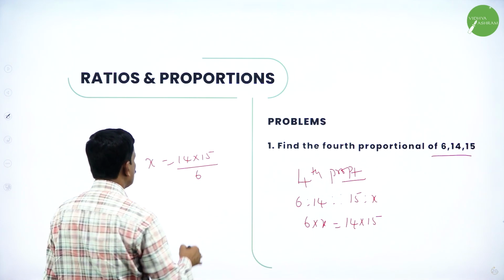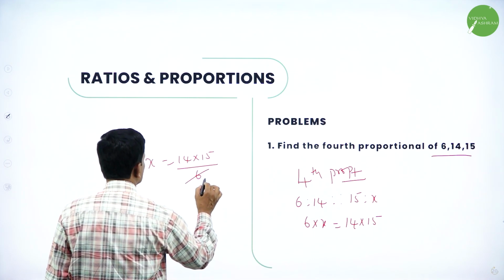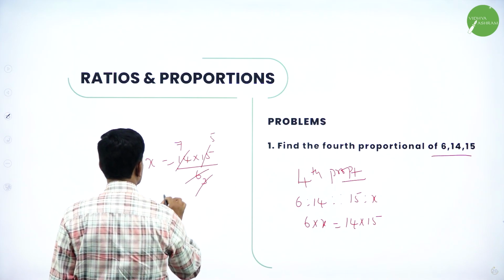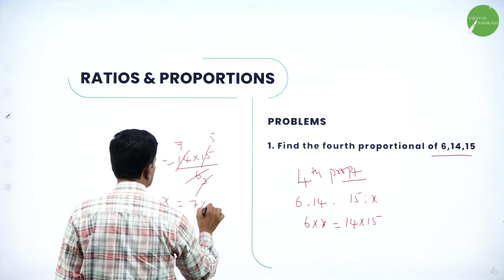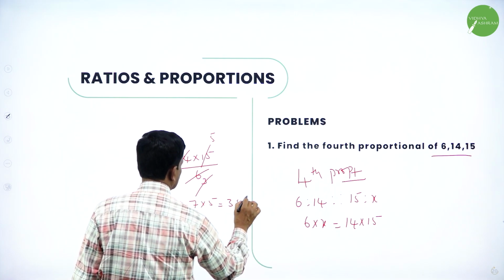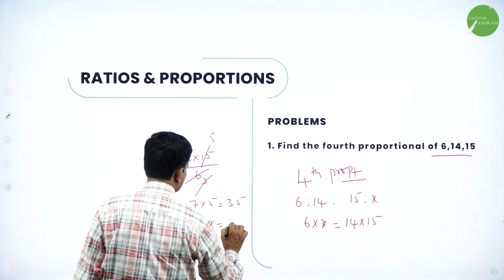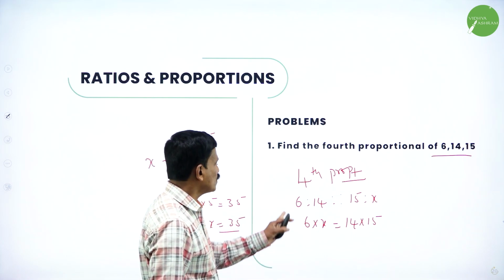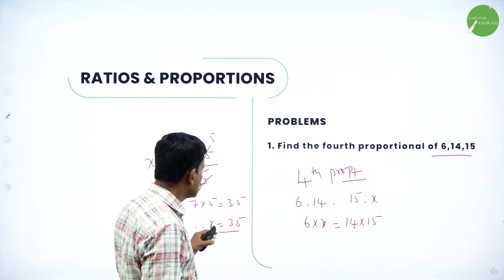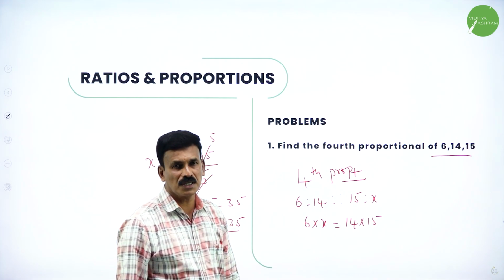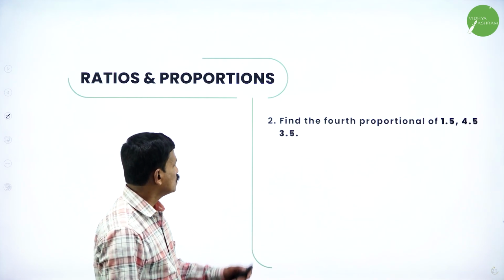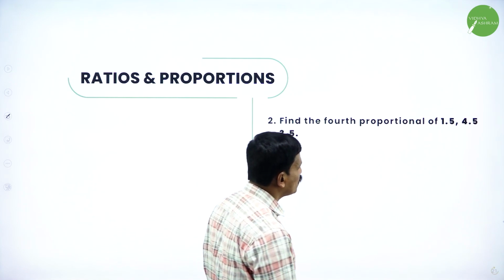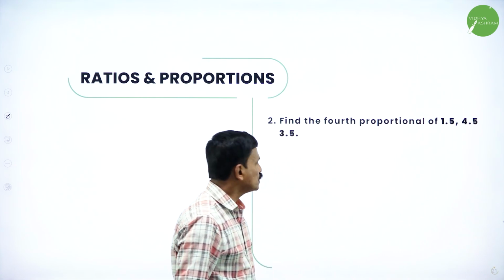Divide it. 2 threes are 6, 2 sevens are 14, and 3 fives are 15. Therefore, x is equal to 7 fives, which is 35. So the fourth proportional is 35. That's it. Okay. Now find the fourth proportional of 1.5, 4.5 and 3.5.